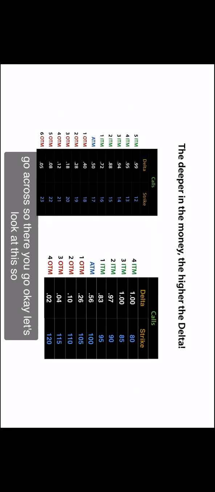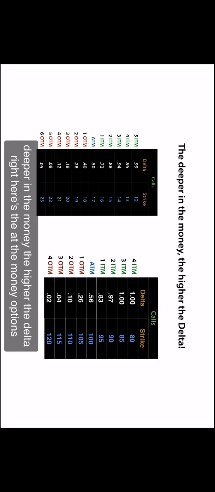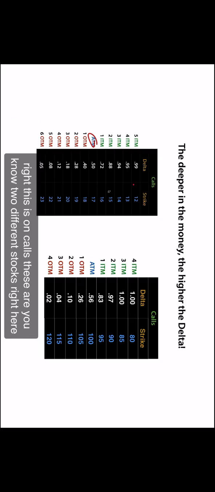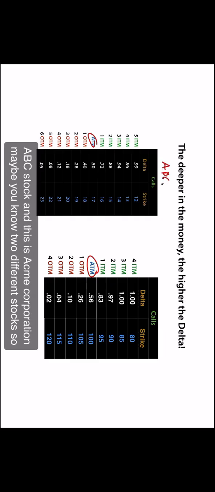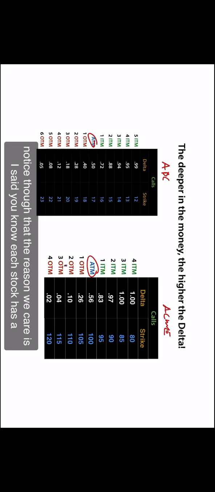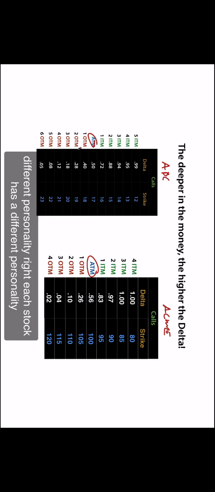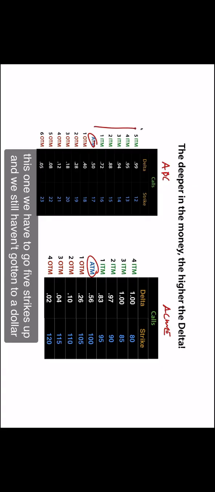So there you go. Okay, let's look at this. The deeper in the money, the higher the delta, right? Here's the at the money options, on calls. These are two different stocks just to compare. Let's say this one is ABC stock, and this is Acme Corporation, maybe. Notice, though, that the reason we care is I said each stock has a different personality. This one, we have to go 5 strikes up, and we still haven't gotten to $1 yet.